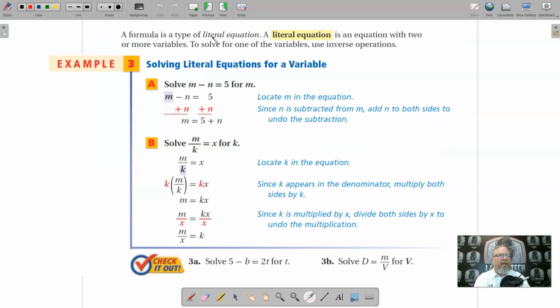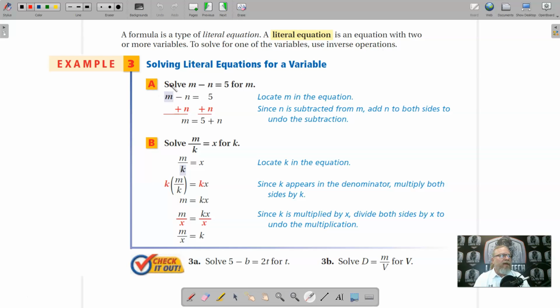A formula is a type of literal equation. So here's our definition of literal equation. A literal equation is an equation with 2 or more variables. So if it has 2 or more variables, then it is a literal equation. To solve for one of the variables, use inverse operations.